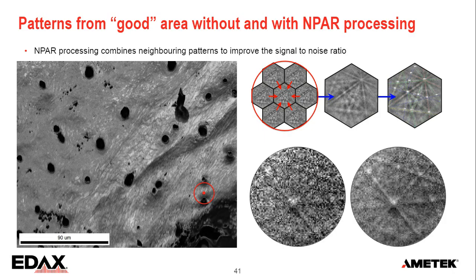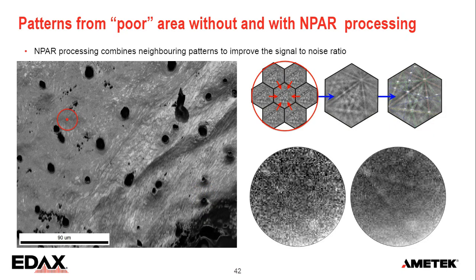So in this case, you can see the noise in the original pattern and a lot more detail and clear bands in the indexed pattern, or in the final pattern. And that is very indexable. If we look at the very weak area in the top left, there's almost nothing visible in the original pattern. But after NPAR, we can actually make out a few bands. And in many cases, that is sufficient to get an indexing result.